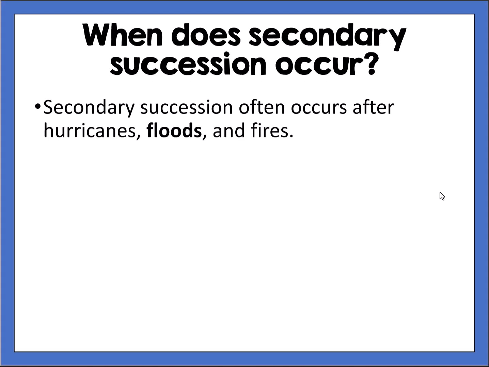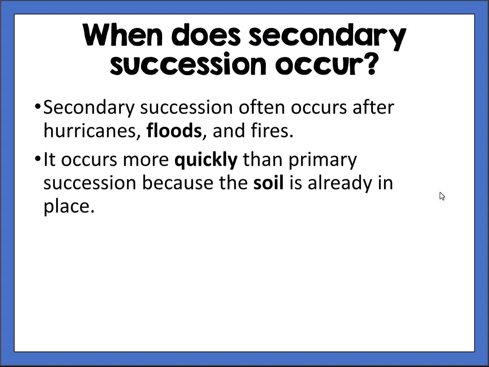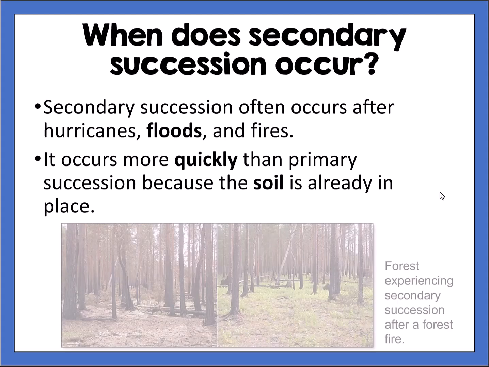Secondary succession is different. It occurs after an environmental change like a hurricane, a flood, or a fire. It occurs more quickly than primary succession because soil is already in place. So we're not starting with bare rock and pioneer species. The soil is already there.